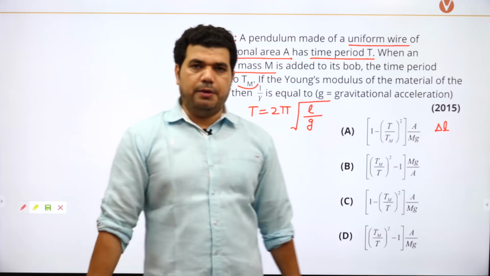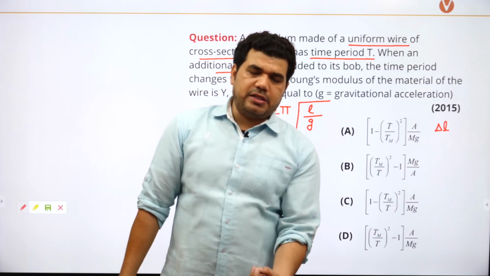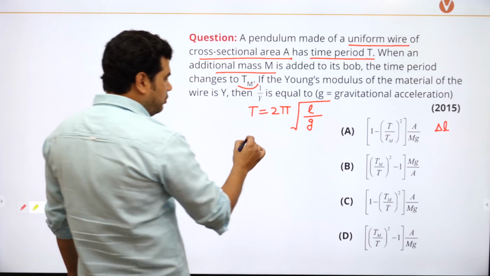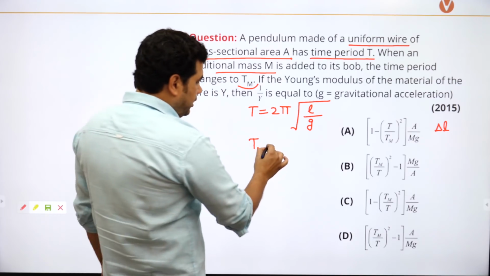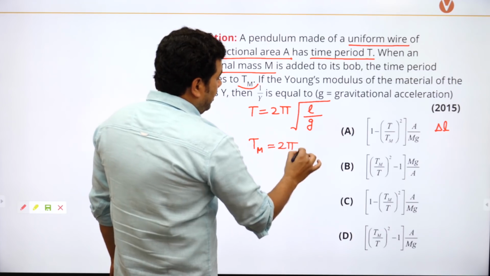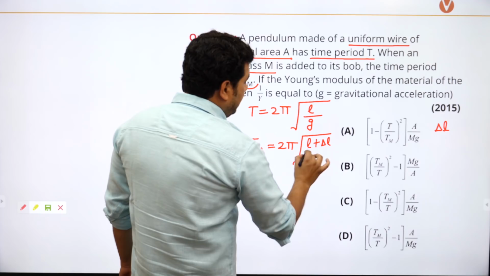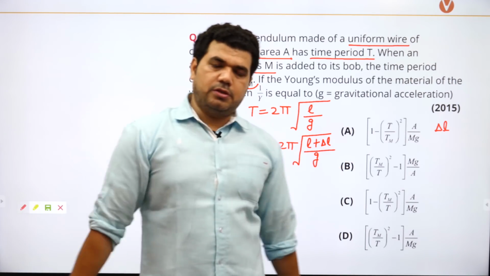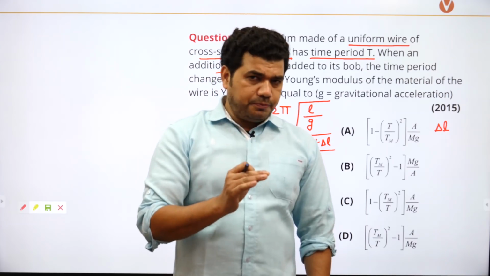ये बात समझ पा रहे हो ना? बहुत ही आसान सा. अगर उसमें मास लटका दिया गया तो क्या होगा? लेंथ इंक्रीज होगी. क्यों इंक्रीज होगी उसकी भी बात करते हैं, बट उस लेंथ के इंक्रीज होने से होगा क्या? Now the time period will be Tm, right? And you get 2 pi under root of L plus delta L divided by G. Got it, my dear students? Very good. शाबाश. चलो अब इसके बाद देखते हैं यार क्या होगा.